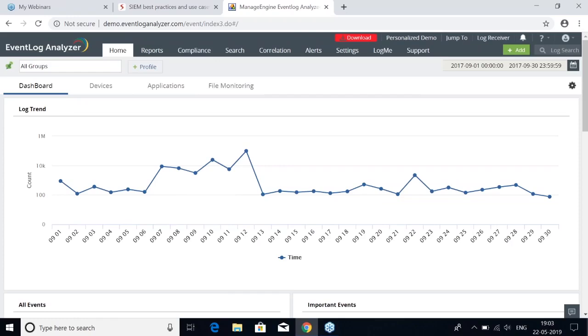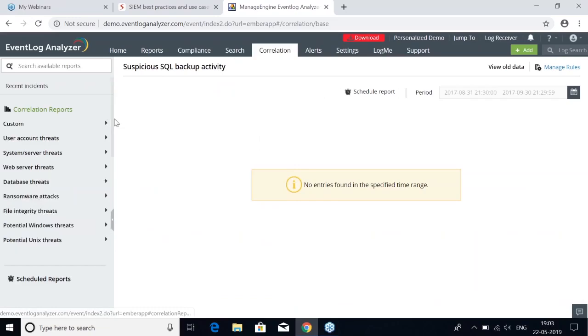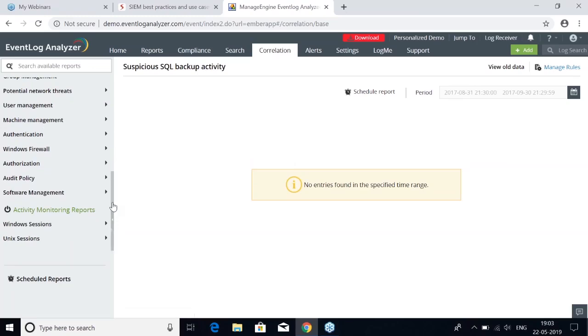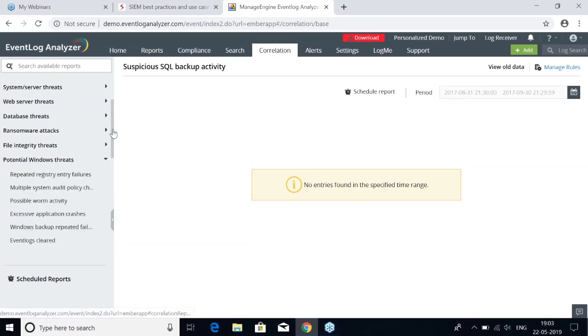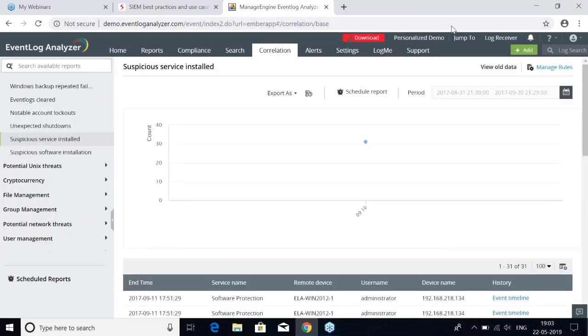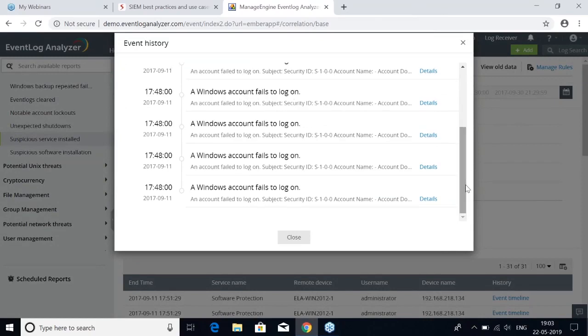for, right? So I'm not going to show you all of the reports and things like that. But what I want to show you is how the correlation engine of the product can trigger an alert for a particular suspicious event, right? So I have some simulated data here for the installation of a software or a service on one of my critical servers, right? So the product has raised an alert here, and you can see the event timeline, that is the pattern of events that resulted in the alert being triggered by the product, right?